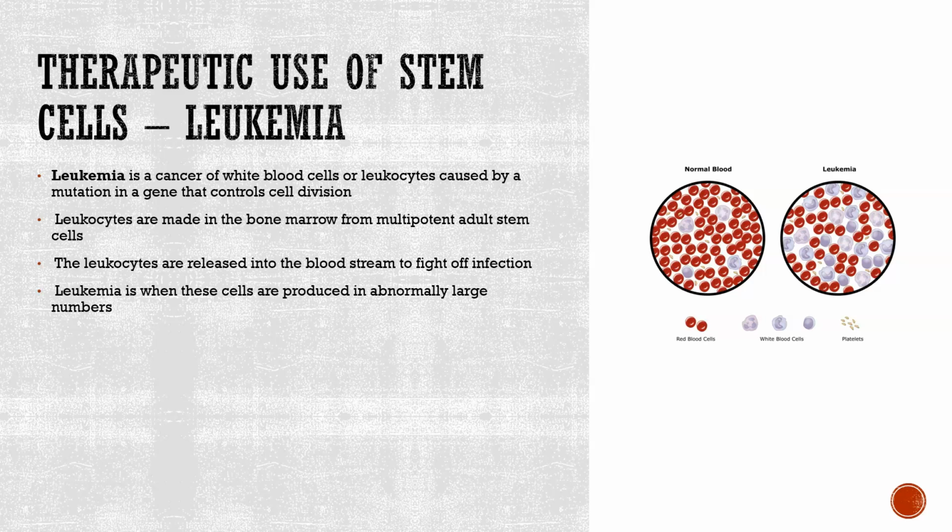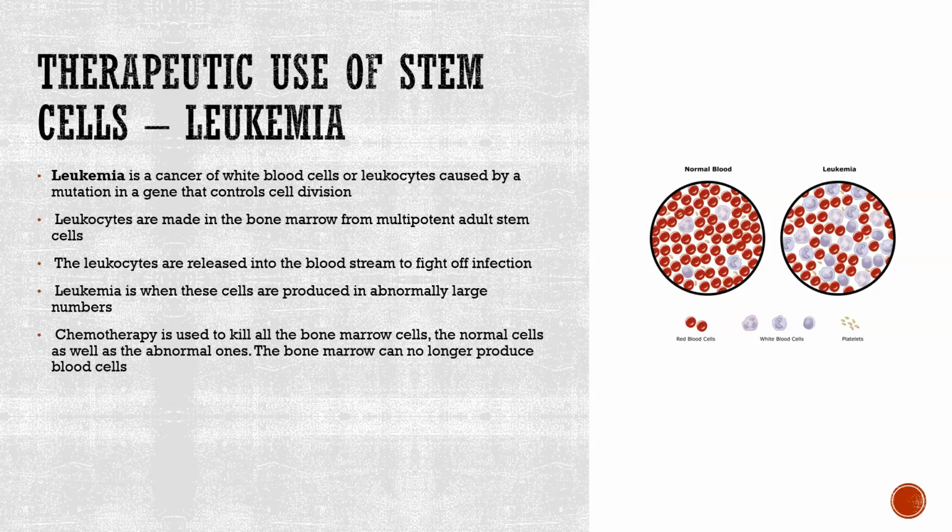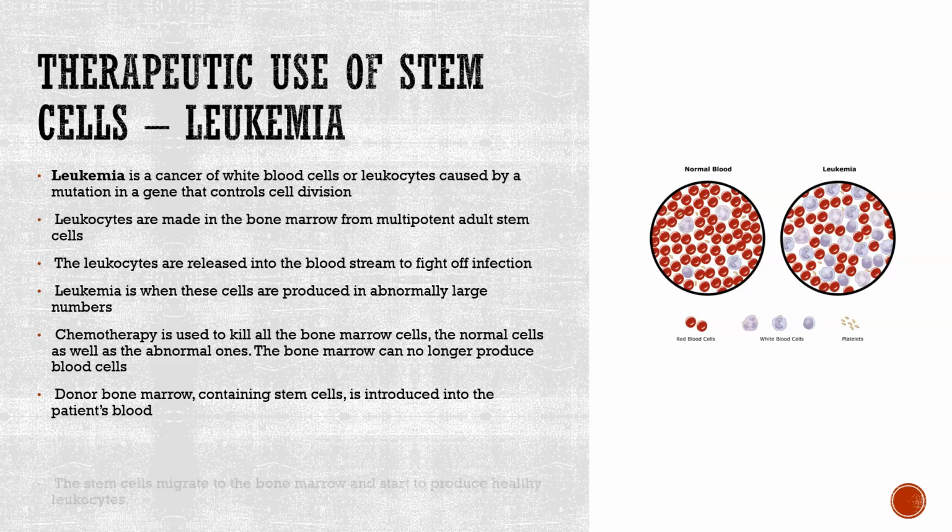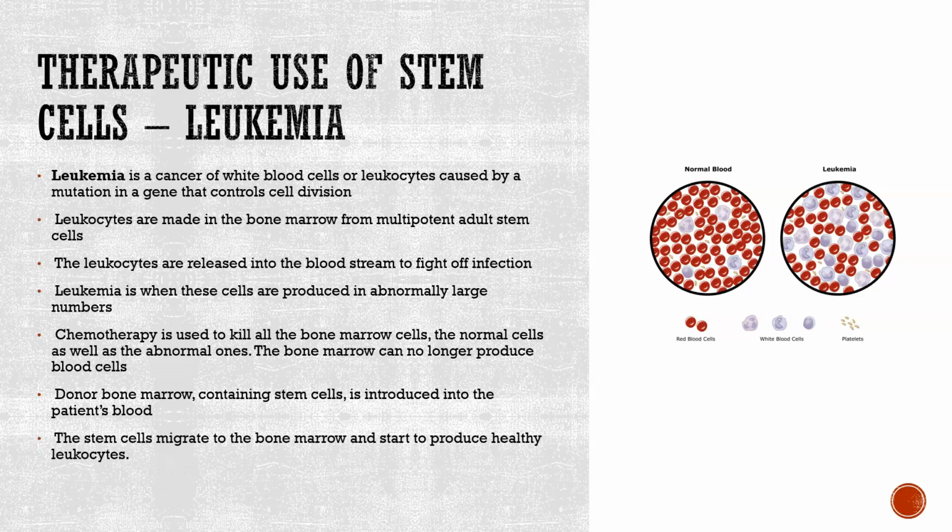Leukemia is when these cells are produced in an abnormally large number. Now, chemotherapy is used to kill the bone marrow cells, the normal cells, as well as the abnormal ones. The bone marrow therefore can no longer produce blood cells. Donor marrow containing stem cells is introduced into the patient's blood. The stem cells then migrate to the bone marrow and start to produce healthy leukocytes. That's the aim.